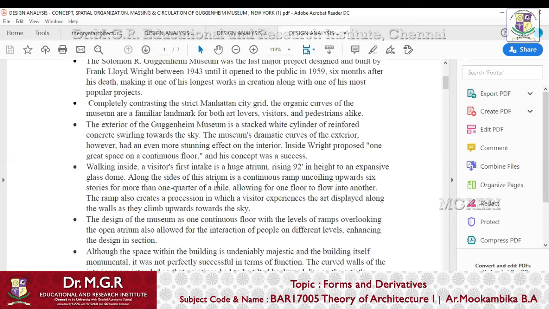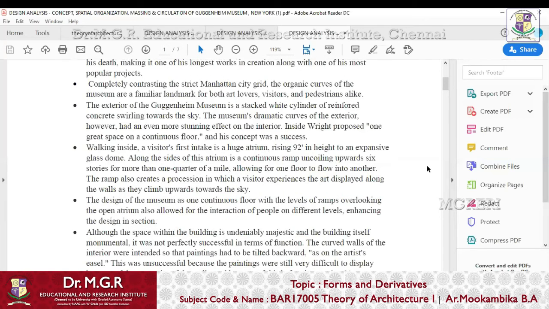Along the sides of this atrium is a continuous ramp uncoiling through 6 stories for more than a quarter of a mile. See, there's a continuous ramp running for a long distance to connect these 6 floors, that is organic, somewhat circular or ellipsoid in shape, allowing one floor to flow into another. This is where we can think about the cylindrical vertical movement, the vertical form connecting.